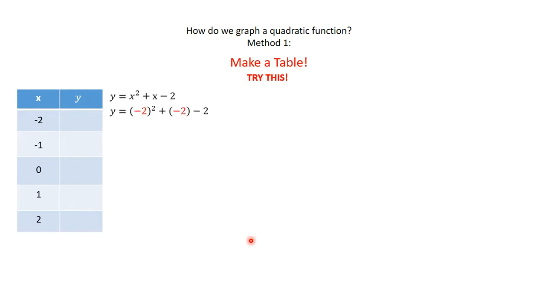So negative 2 squared plus negative 2 minus 2. Negative 2 squared is 4. Minus 2 is 0. And plug in negative 1. Negative 1 squared is 1. Minus 1 minus 2 is negative 2. And then plug in 0. That's just negative 2.